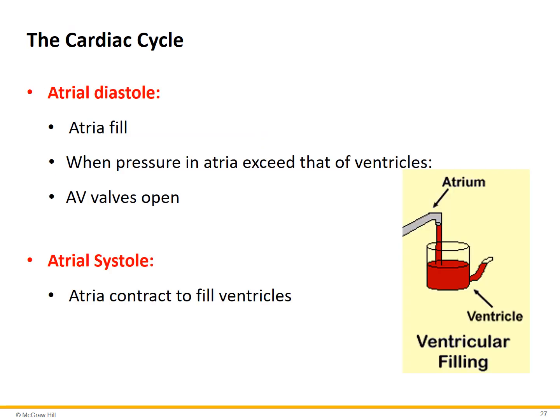All right, so during atrial diastole, remember, there aren't any valves going into the heart, only valves that are exiting the heart and between the chambers. So the atria are going to start to fill when the pressure in the atria becomes greater than that of the ventricles. The AV valves are going to open, and then the atria are going to contract. So it passively fills, and then it fills due to contraction.